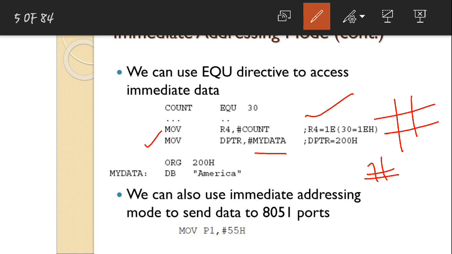Here, before going to that, we will first discuss what is ORG and what is DB. Okay, so ORG is nothing but you can say origin. By writing ORG, wherever my microcontroller is, by seeing this it will directly go to 200 location. Okay, this 200 location the controller moves to, and from that place I'll define this DB, the directive, which is nothing but define byte. So this define byte, and I have written this America.